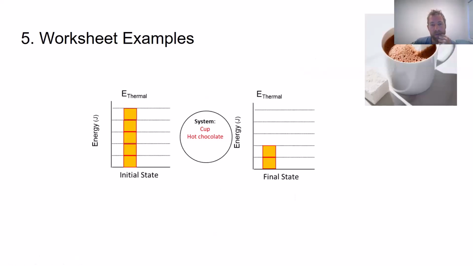I'm going to give you 10 seconds or 20 seconds to think about this one. I've got my hot cup of cocoa. And my initial state, it's really hot. My final state, it's cooled down. Right? What's going to happen here? You don't have to answer, just think of it in your head.